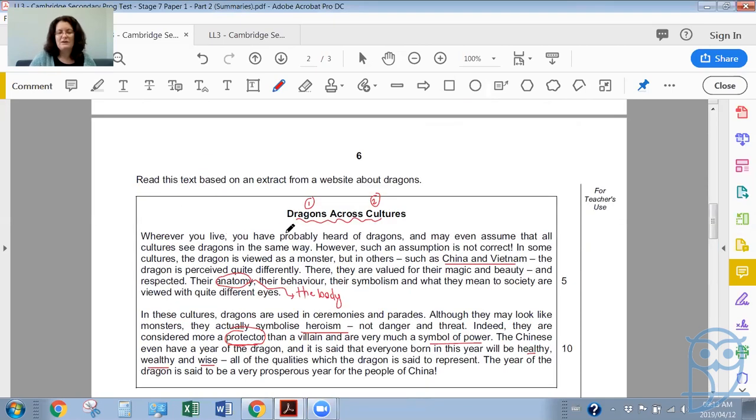Wherever you live, you have probably heard of dragons and may even assume that all cultures see dragons in the same way. However, such an assumption is not correct. In some cultures, the dragon is viewed as a monster, but in others, such as in China and Vietnam, the dragon is perceived quite differently. And I'm going to stop there because the word that we're looking for is already being mentioned. Which word do you think in this paragraph shows contrast between 2 sentences?